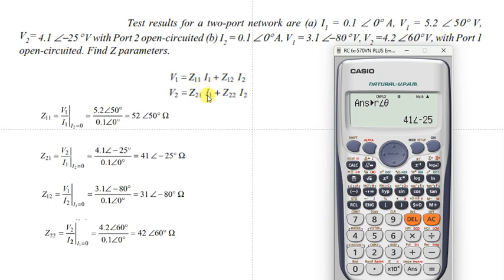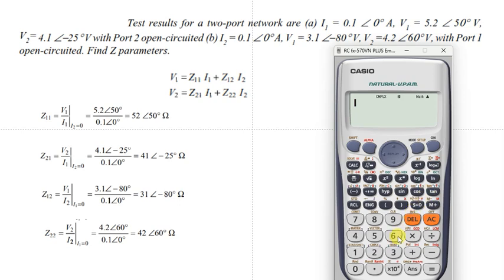Similarly, with I1 equal to 0, we can find out Z12 is equal to V1 by I2, and at the same time Z22 is equal to V2 by I2. Now I1 equal to 0 means you have to read the second set of readings with port 1 open circuited. With port 1 open circuited, the readings are these. Above readings are port 2 open circuited. Below readings are actually port 1 open circuited. So from that we can find another two variables.